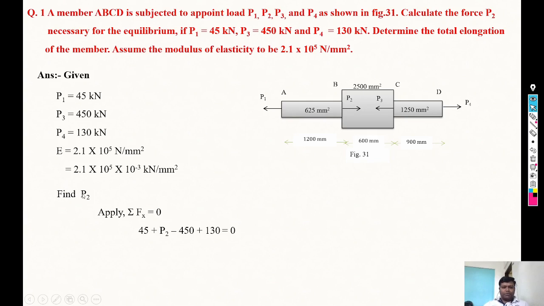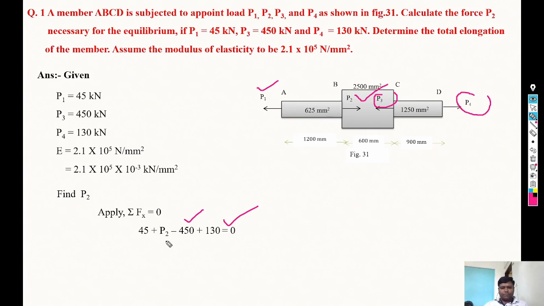So to find P2, just apply summation Fx equals to 0 as we discussed. In Fx, we consider left side force negative and the right side force positive. So here, 45 kilonewton towards left is negative. Then P2 force towards right is positive. This P3 is towards left, negative, and P4 is towards right, positive.